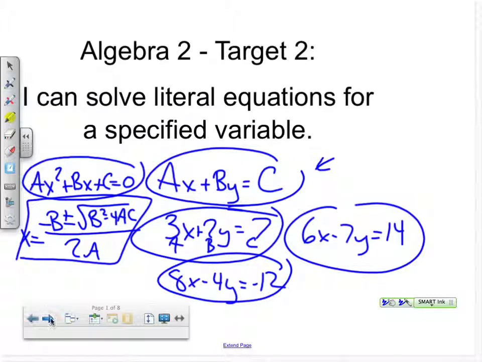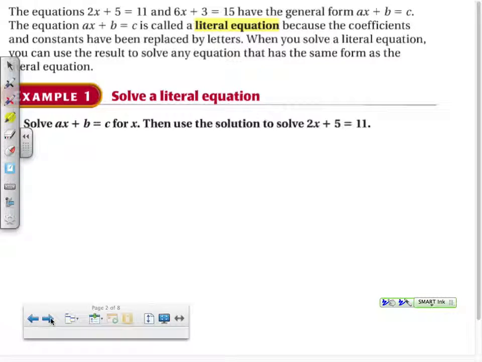But moving on, the equations, like I said in the examples, 2x plus 5 equals 11 and 6x plus 3 equals 15, have the general form ax plus b equals c. It's called literal because the coefficients and constants are all letters. It has more than one letter. So we're going to solve ax plus b equals c for x, and then we're going to use that with the coefficients a, b, and c, which we replace with 2, 5, and 11, to solve this.